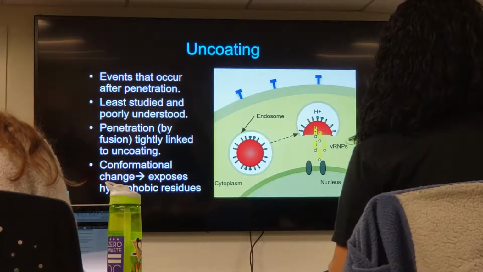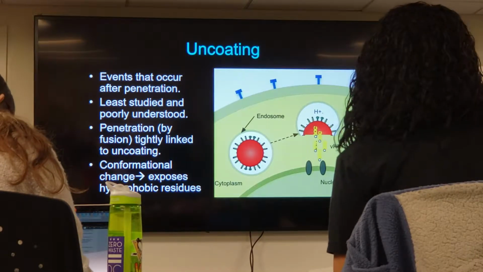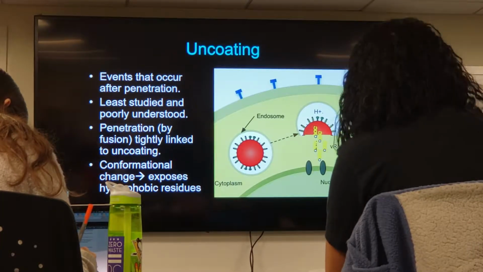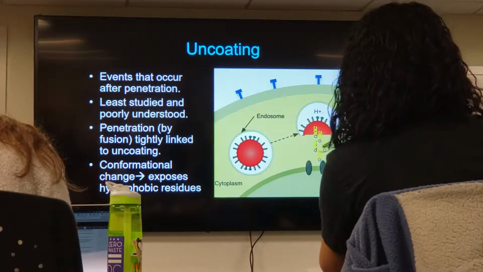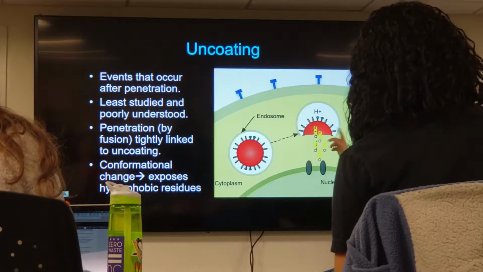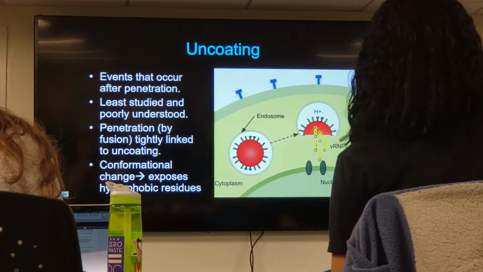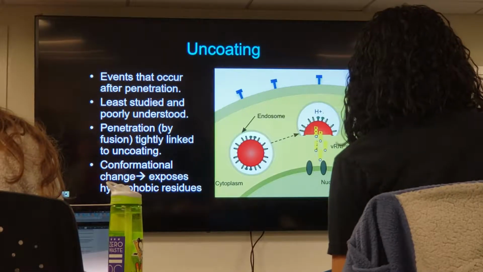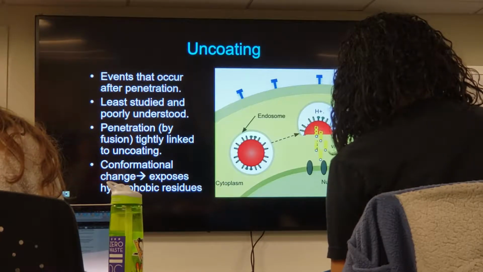So again, uncoating occurs almost simultaneously with penetration. It occurs right after penetration. They're usually tightly linked. We really don't understand it very well, but we know that there are conformational changes that occur in the capsid proteins that disrupt those hydrophobic interactions, that disrupt those electrostatic interactions, opening up the capsid and allowing for release of the genome. So penetration is really all about getting the entire virus particle inside the cell, and then uncoating is about releasing that viral genome into the cell so that replication can occur.